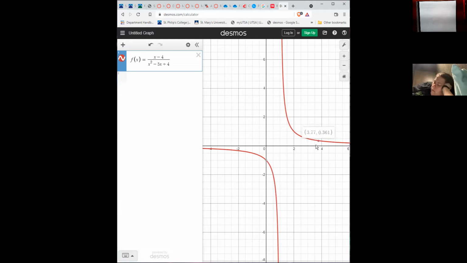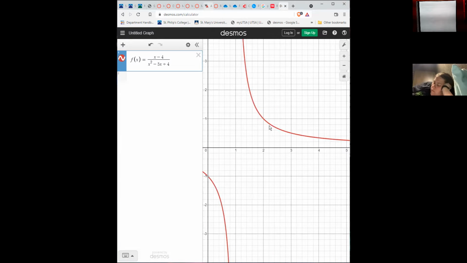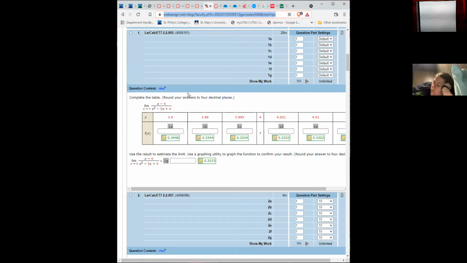Since the limit is the same on both sides, that means the limit exists. For the limit to exist, it needs to be the same from the left side and the right side. So what they're having you do in this homework is approach numbers closer and closer to 4, because I can't use 4. 4 is undefined, but 3.999 is not undefined. Get closer and closer to 4 from the right side. 4.001 is okay, etc. And notice the y values are getting closer and closer to 0.3 something.